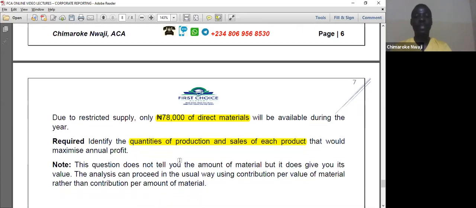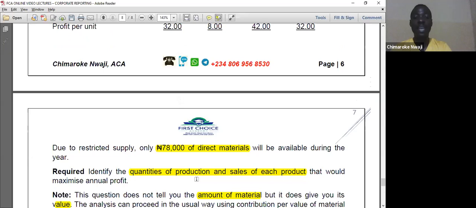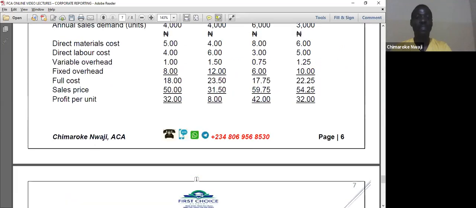Now look at it here. This question does not tell you the amount of material. It doesn't tell you the amount of material, like as in units. It doesn't give you the number of units, but it gives you the value. It is you that will use this to get your units. So 78,000 naira worth of material.